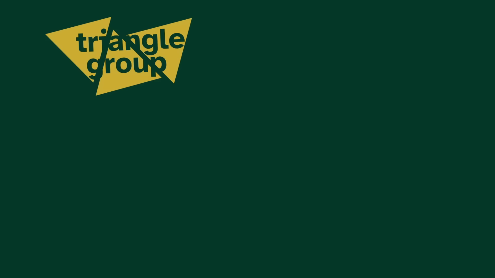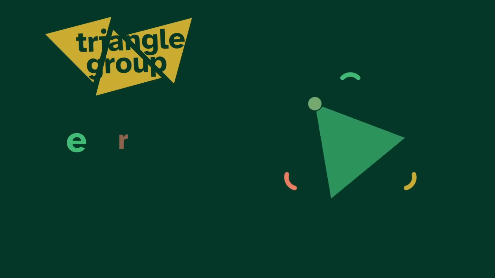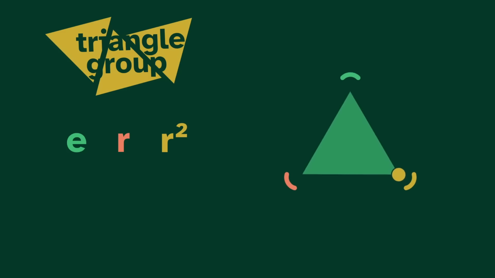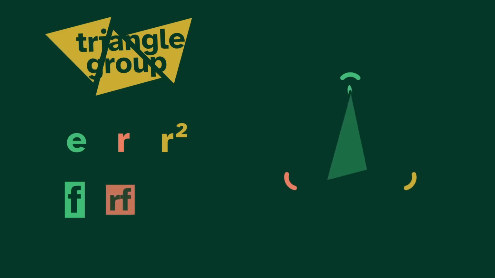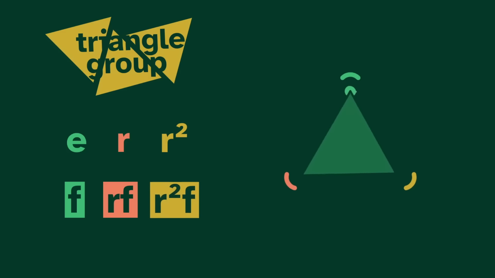Seriously? Well, the explanation will also make more sense after we've seen the triangle group, which has order 6. An equilateral triangle has 6 symmetries. There's the identity, a rotation, 2 rotations, then there's a flip, flip then rotation, and flip then 2 rotations.